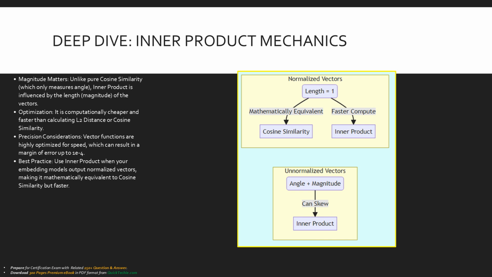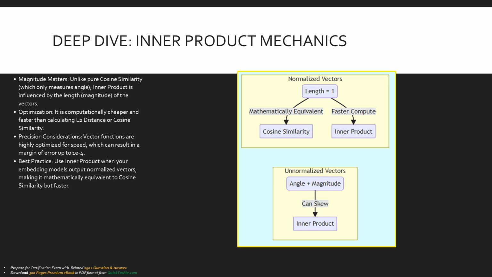When vectors are normalized to a length of 1, the inner product becomes mathematically equivalent to cosine similarity. Why does this matter? Because calculating the inner product requires fewer CPU cycles. Furthermore, Snowflake has aggressively optimized these functions at the hardware level. This optimization brings incredible speed, but introduces a tiny margin of floating point error, up to 1 × 10 to the power of -4, which is entirely negligible for semantic ranking.